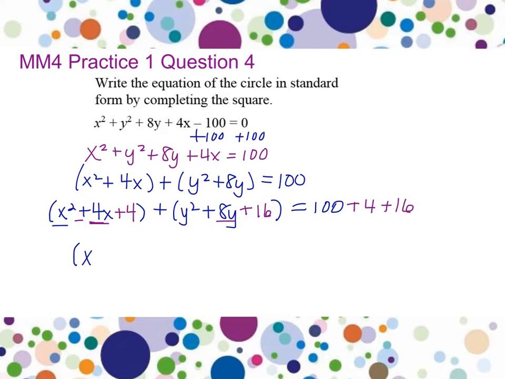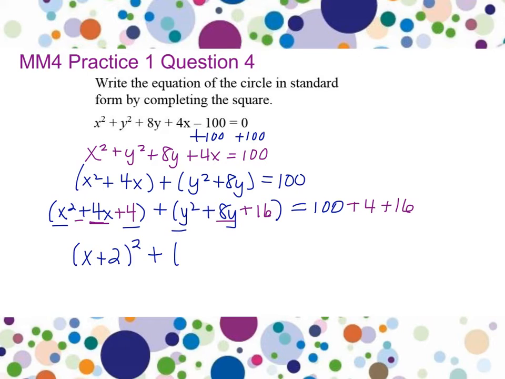Sorry, sometimes my iPad stylus slips a little bit. And then we're going to take the square root of the last term. So the square root of 4 is 2. So this becomes x plus 2 squared when you factor it. All right, we're going to do the same thing over here.